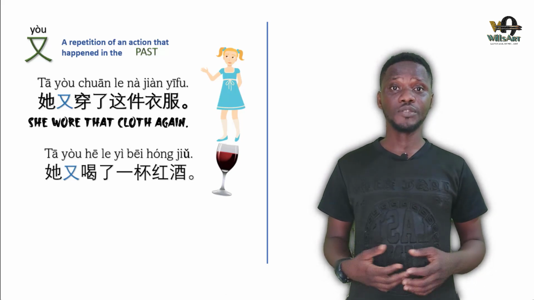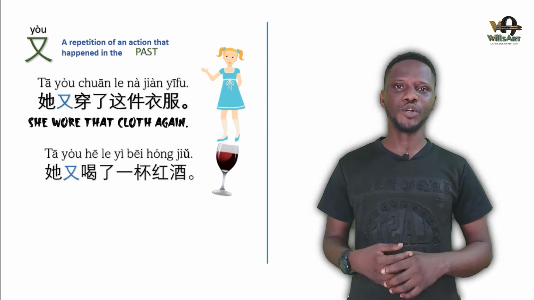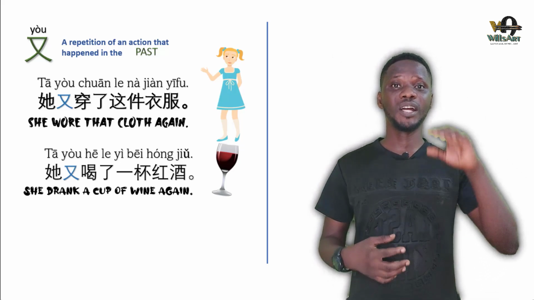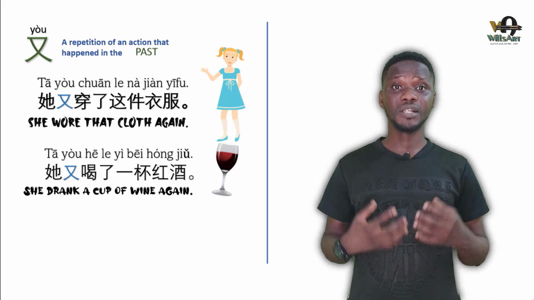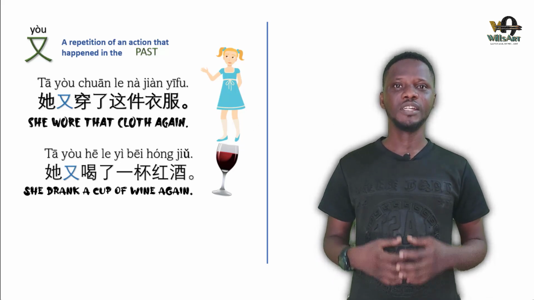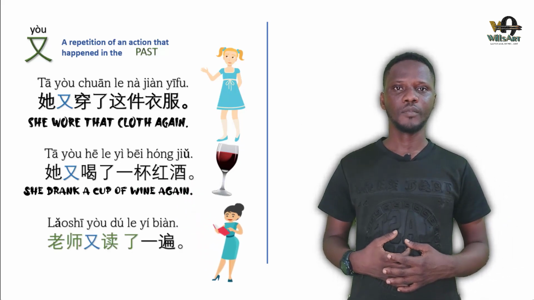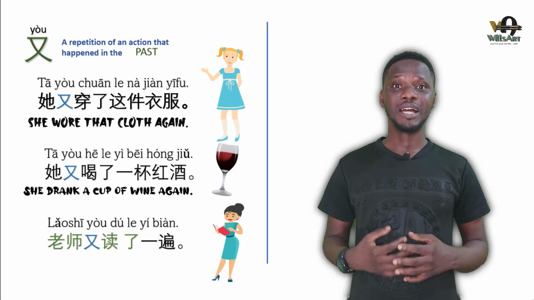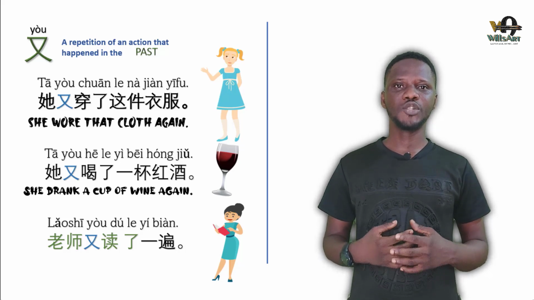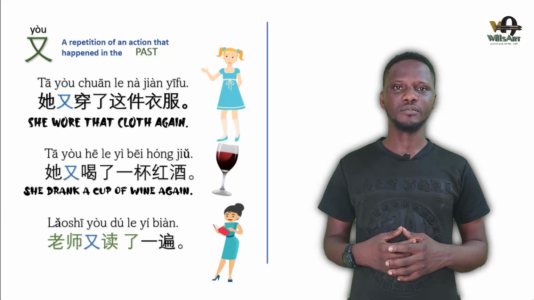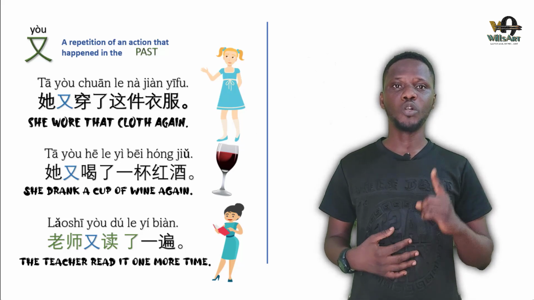You can also say 她又喝了一杯红酒。She drank a cup of wine again. Or you can say 老师又读了一遍。Which means the teacher read it one more time.